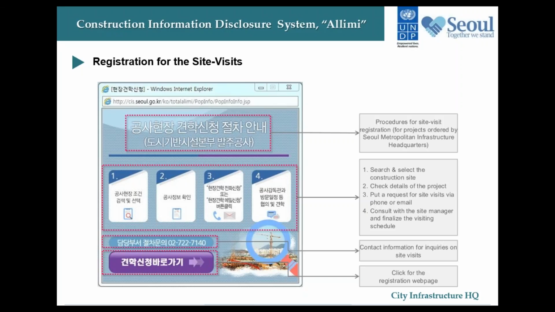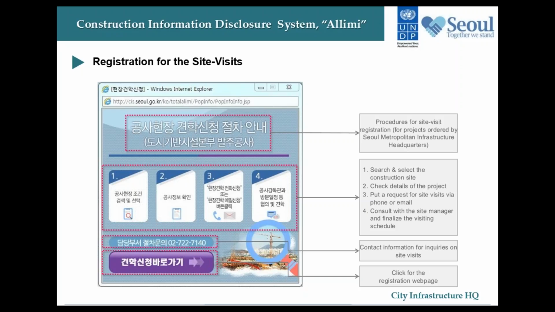Next is the site visit registration. While online information sharing is important, Seoul also recognizes that offline monitoring and discussions remain important for citizens. Upon requests made through this section of Allimi, the Seoul Infrastructure Headquarters therefore organizes visits to public construction sites for local residents once a month, regardless of the project value. This helps minimize distrust of local residents, particularly on sensitive projects.